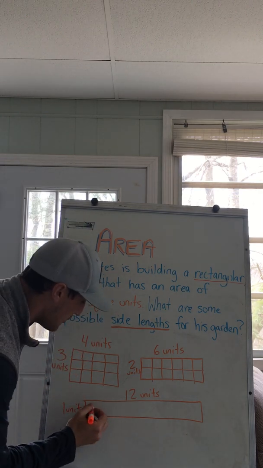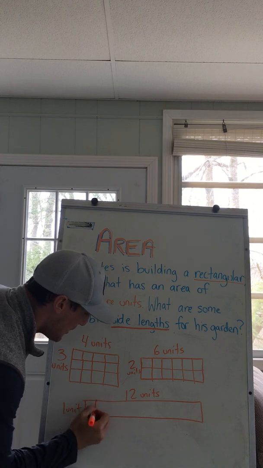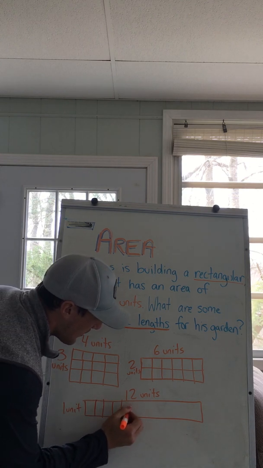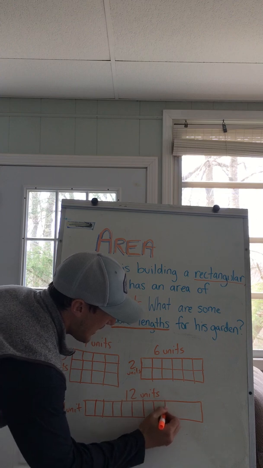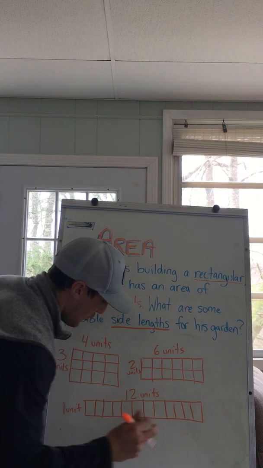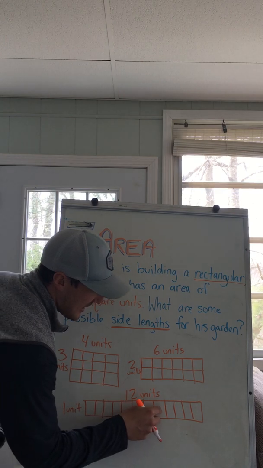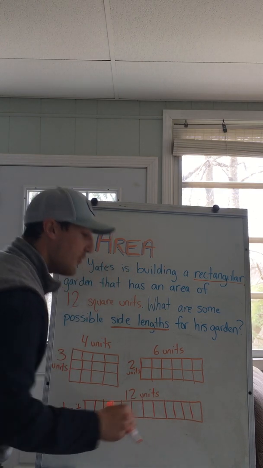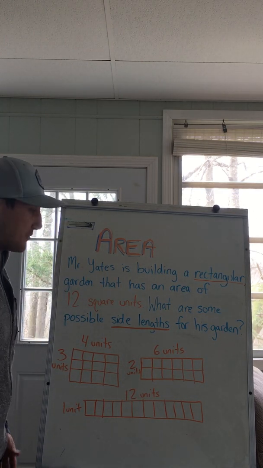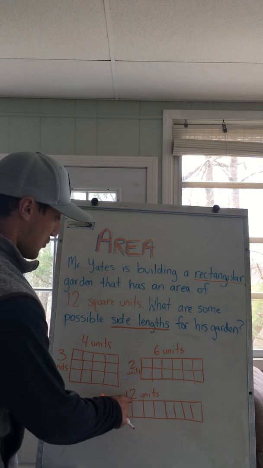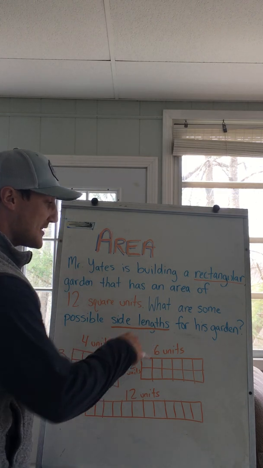And if we wanted to draw in those lines to show the unit squares, we could. 1, 2, 3, 4, 5, 6, 7. Cool. And this is going to be 1, 2, 3, 4, 5, 6, 7, 8, 9, 10, 11, 12 square units. Awesome. So another set of answers would be 12 units and 1 unit for side lengths.